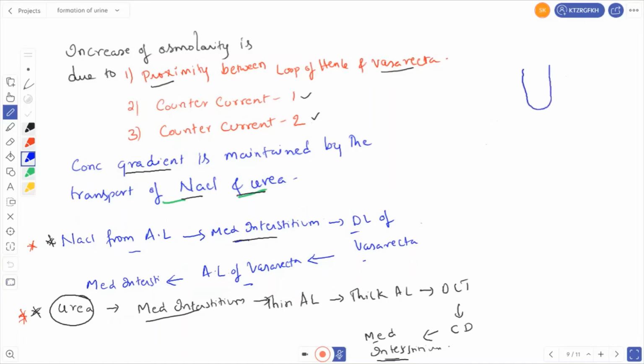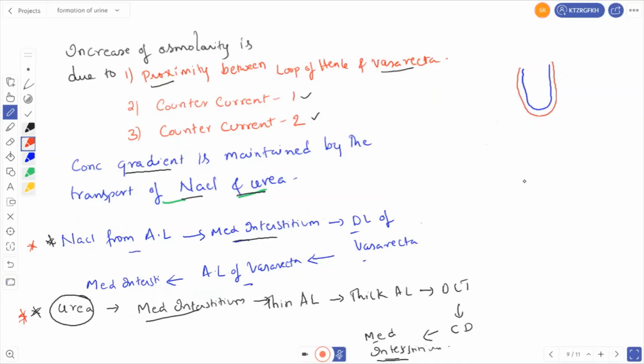This is the loop of Henle. And this one is the vasa recta. That means the vasa recta and loop of Henle are lying very close to each other. If the vasa recta and loop of Henle lie very close to each other, that is called proximity. So proximity means lying very close to each other.